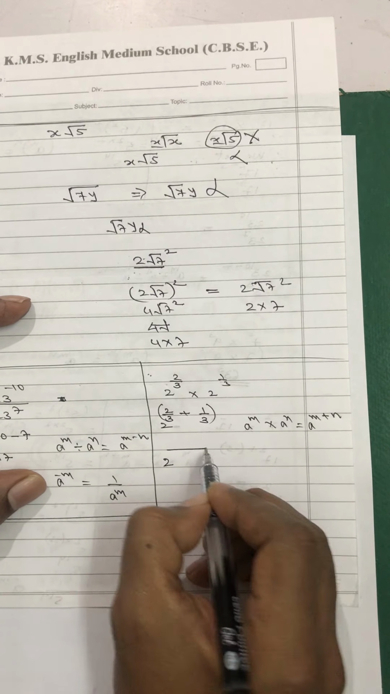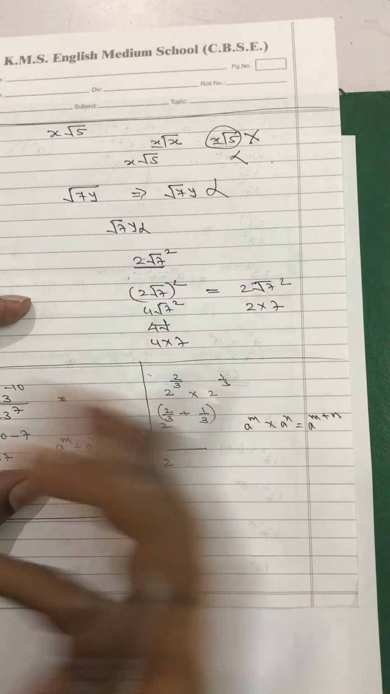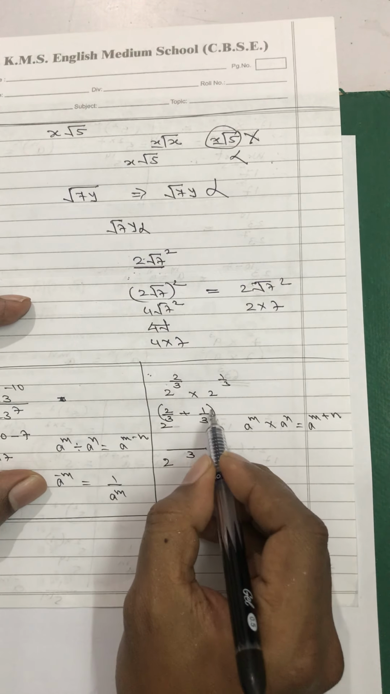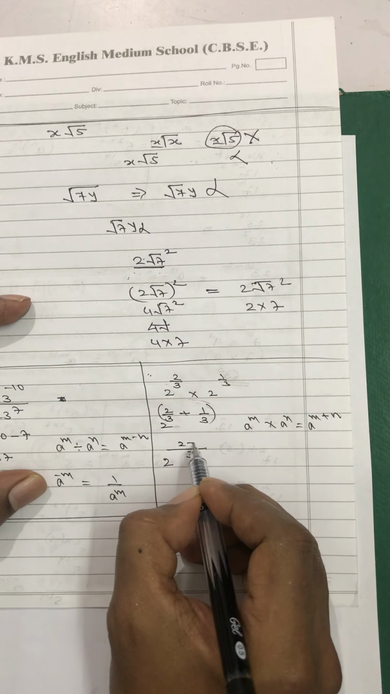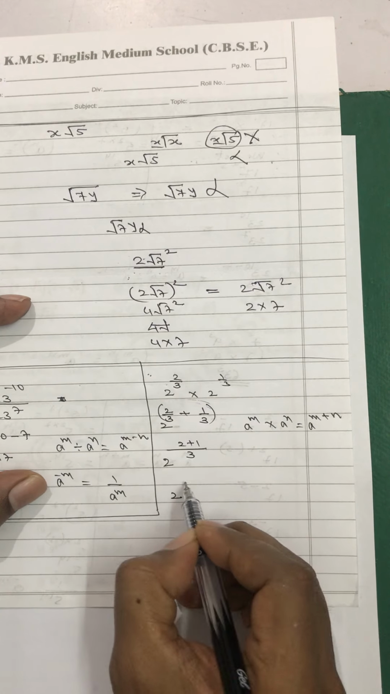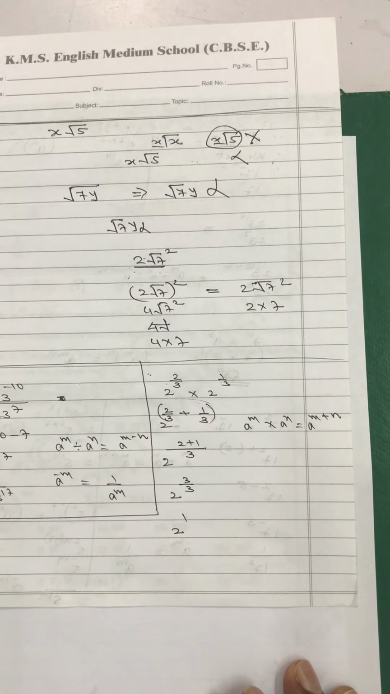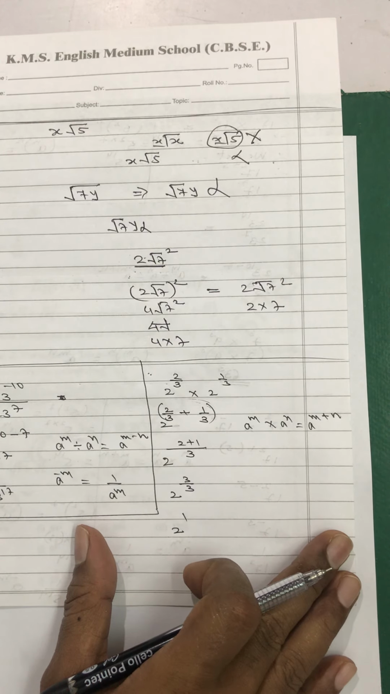In this part, fractions are getting added. Suddenly the algebra is coming into the picture. Equal denominators, so directly the numerators will add up. 2 plus 1. So this will become 2 raised to the power of 3 upon 3, then this will become 2 raised to the power of 1. That's over. Okay, my dear students.